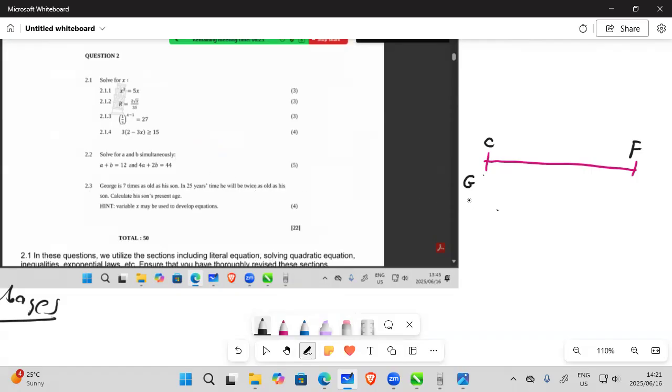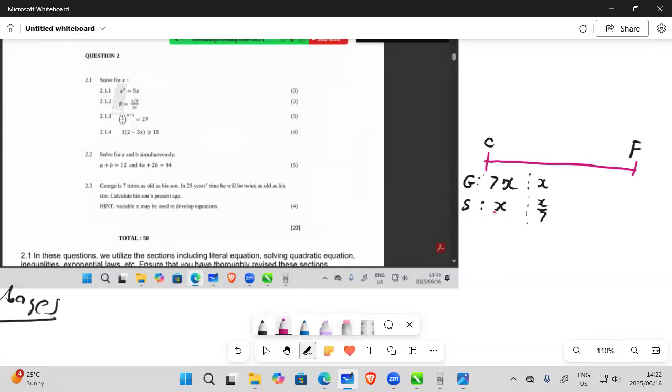If I put George here and I put the son here, I can express this in 2 ways. If George is 7 times as old as his son, if I call his son's age x, then George will be 7 times x. Alternatively, which is something that you should not do, if I call George x, then his son will be a 7th. You divide by 7. It'll be a 7th of George's age. We don't like to work with fractions, so we take that out.